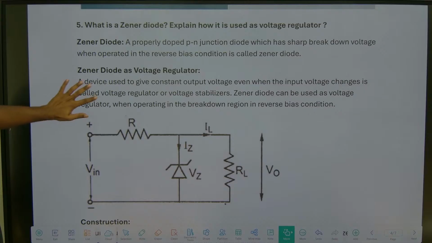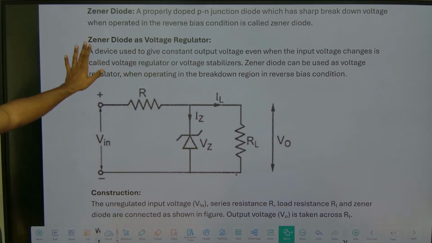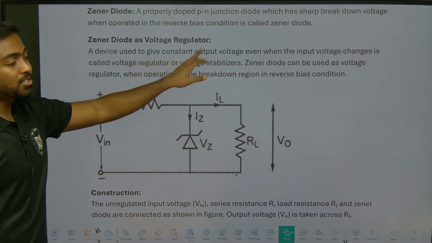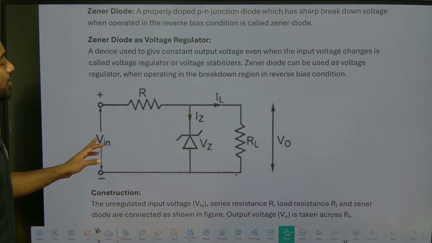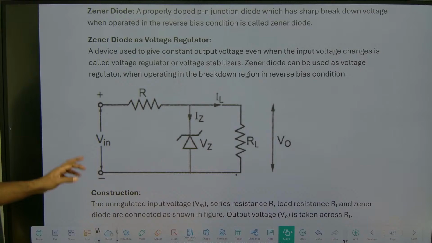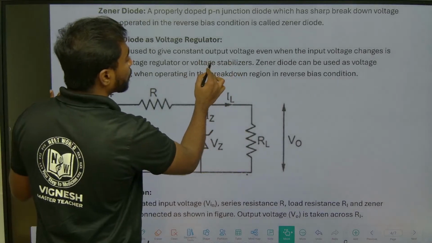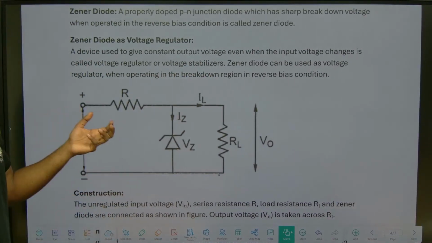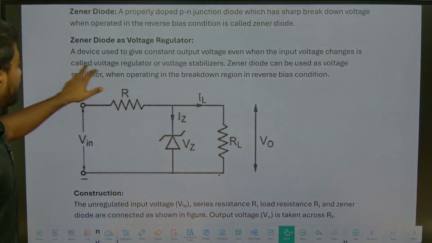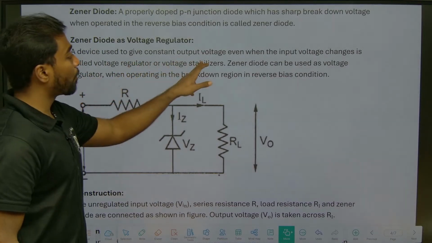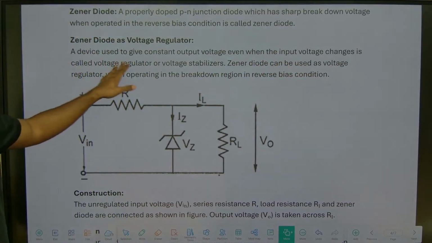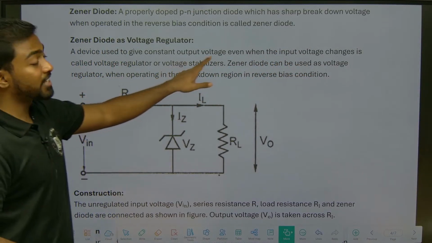Okay, so how can we use a Zener diode as a voltage regulator? A device used to give constant voltage output even when the input voltage changes is called a voltage regulator. We use voltage regulators in refrigerators, ACs, everything, no? A device used to give constant output voltage even when the input voltage changes is called a voltage regulator or voltage stabilizer.